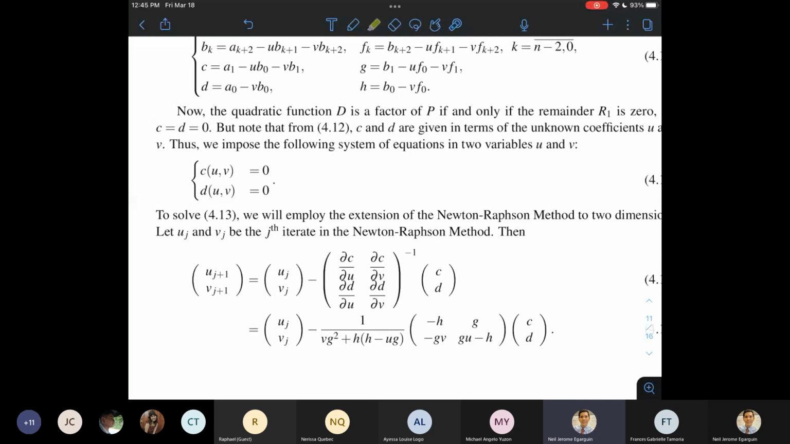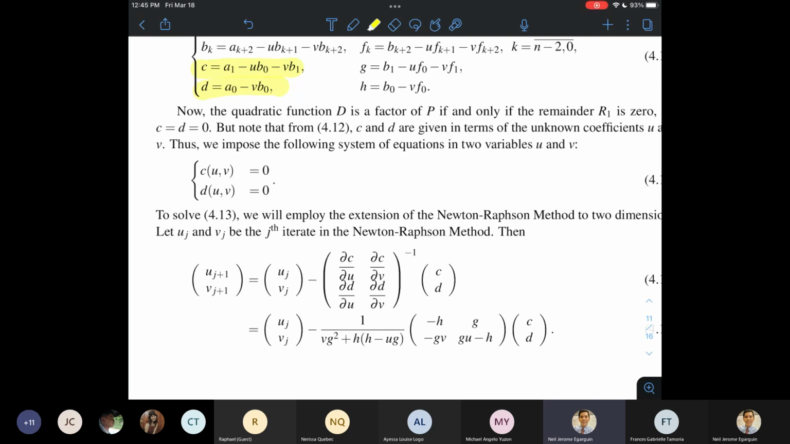All right? But look at c and d dun sa synthetic division. Nakadepende siya kay u at saka kay v. All right? So again, if we know u and v, then that's fine. We can compute for c and d. But we want the c and d, and we want to find u and v. All right? So medyo inverse problem ito. Alam natin yung output.